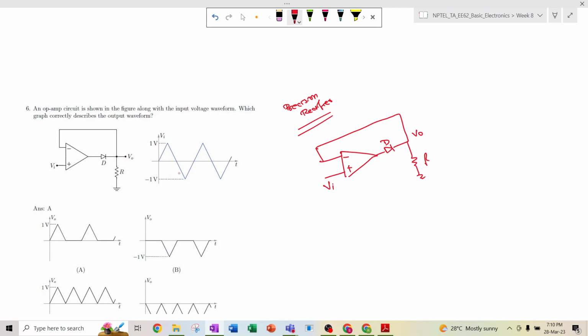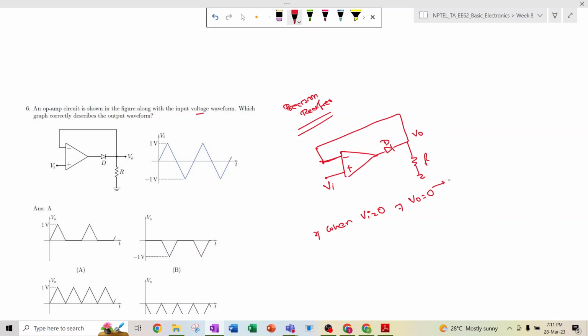Now what is happening? The op-amp circuit shown in the figure has an input voltage varying from 1 volt to minus 1 volt peak to peak. Which graph correctly describes the output waveform? To analyze this problem, when Vi is equal to 0, then this terminal is also equal to 0, and this results in Vo equal to 0.